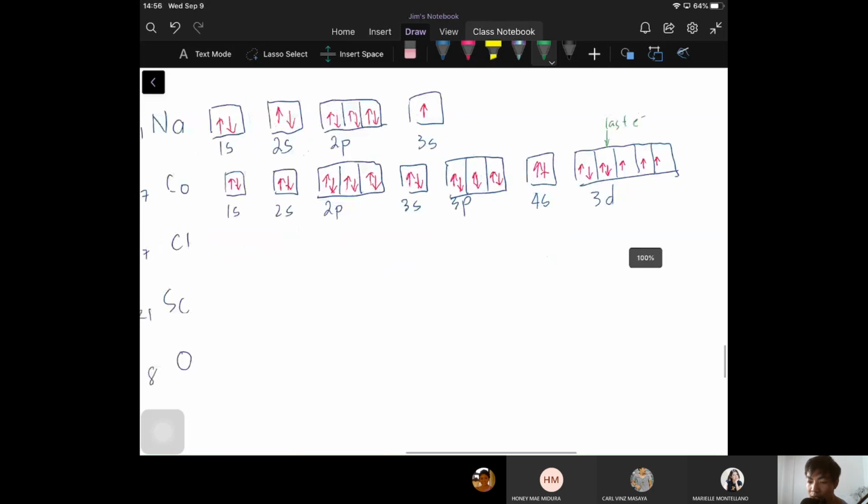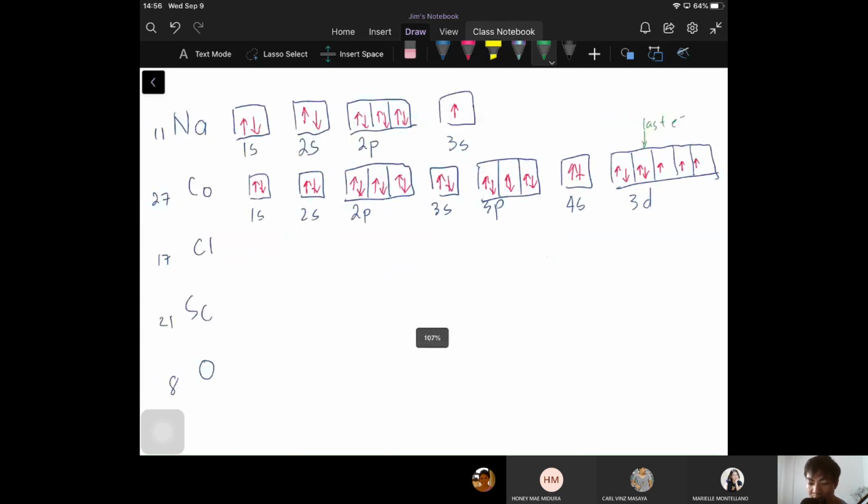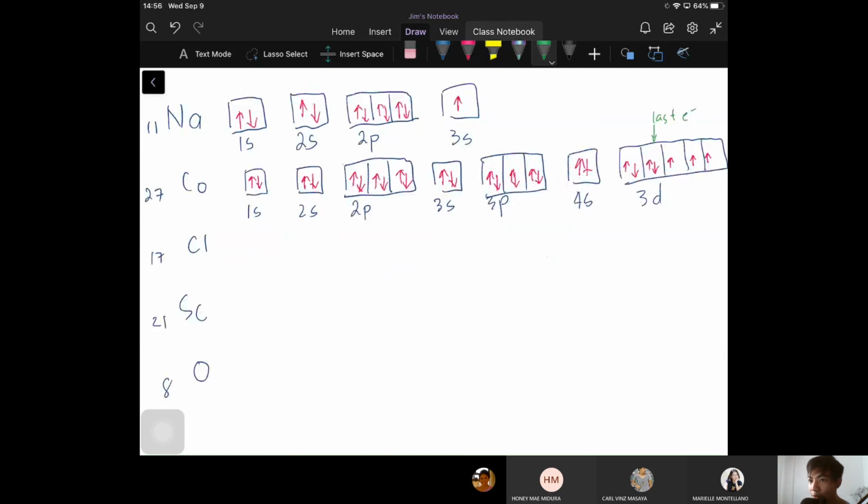Okay, so that's how you fill out the orbital diagram for different elements. So siguro now I will give you time. Try to answer chlorine, scandium, and oxygen. Gawan nyo ng orbital diagrams yan. Then, send nyo yung answers nyo dito sa meeting chat. Bigyan ko kayong time, mga 10 minutes. Babalik ako by 3:06. Upload nyo na lang yung picture sa meeting chat. Off ko muna yung cam ko.